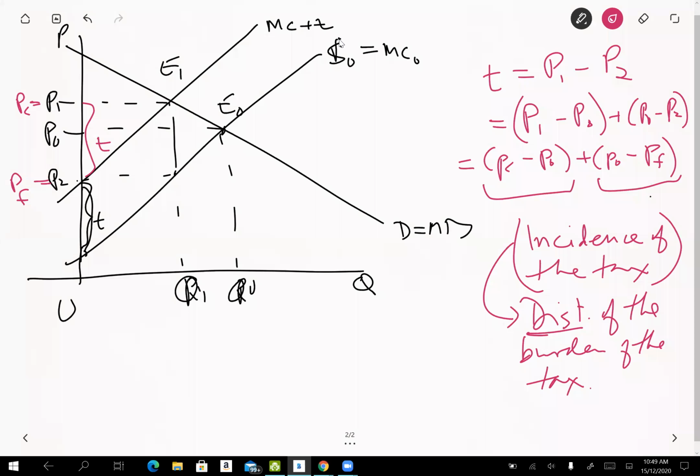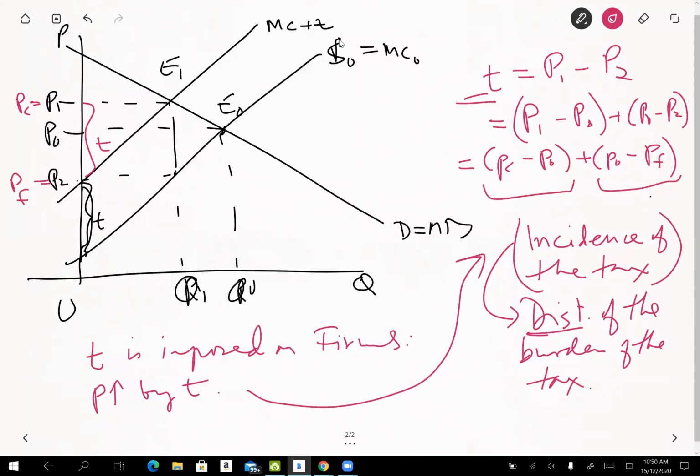Now, if you look at the incidence of the tax here, from this diagram, who bears the burden of the tax? Now, like I said earlier, the tax is imposed on the firms, on the supply functions, okay, on the firm. And as we know, what the firm does is that they will just reduce the supply. That means they just increase the price by the amount of the tax, okay? And that will lead to the incidence of the tax. Now, who bears the burden of the tax?